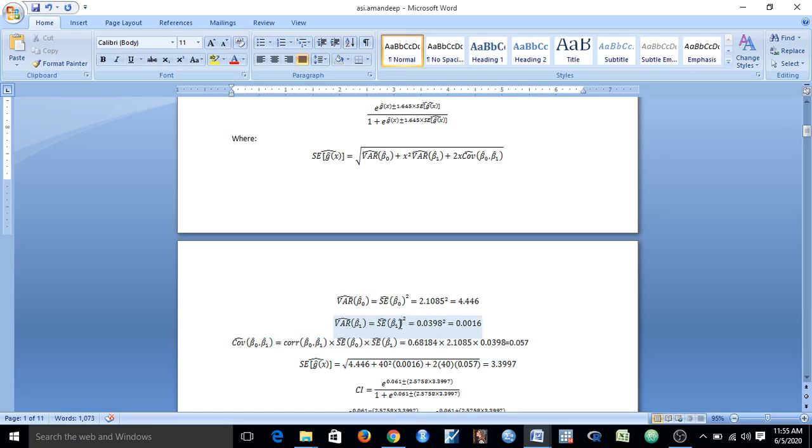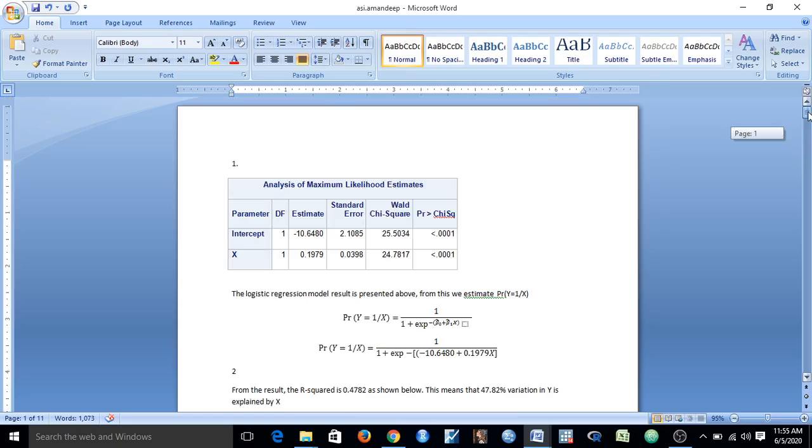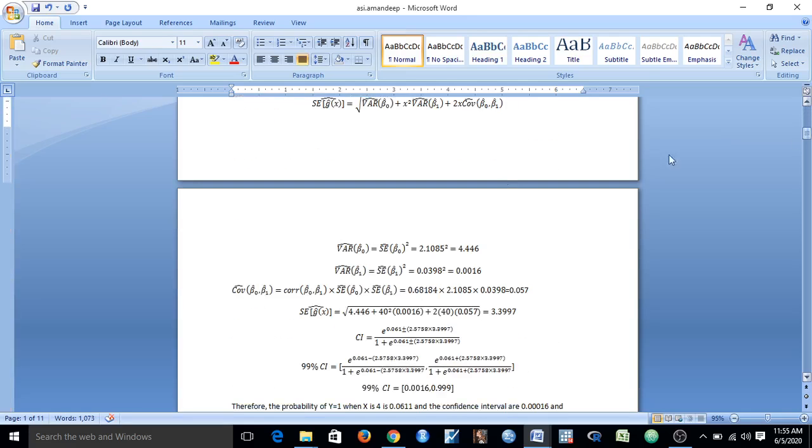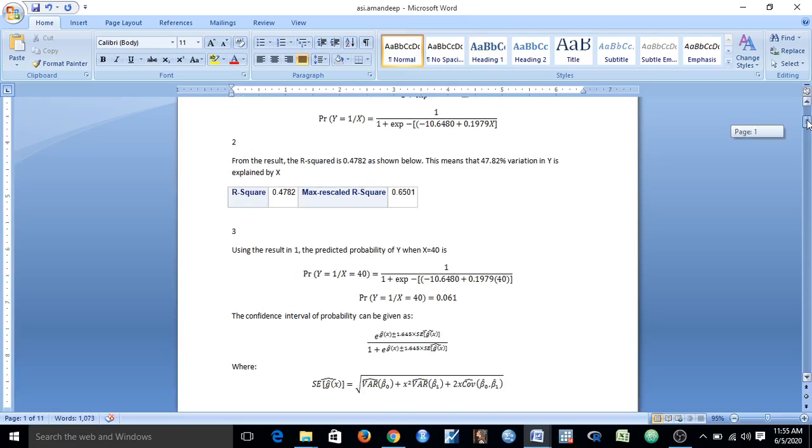Then the same for variance of beta 1 is standard error of beta 1 squared, which is 0.0398 as we see here. And then we see that our covariance of beta naught and beta 1 is the correlation between beta naught and beta 1 multiplied by the standard error of beta naught and standard error of beta 1.